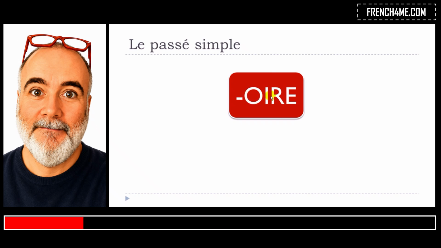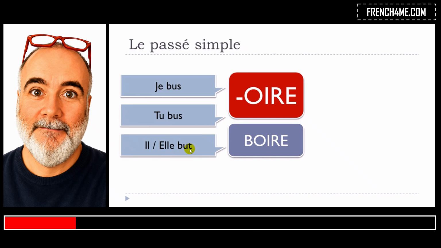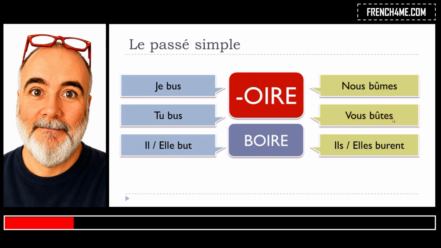And now the verbs ending with OIRE, and remember I said that we were not talking about all the verbs, but most of them, and for this example I've been taking boire. Boire is to drink. Je bus, tu bus, il but, elle but, nous bûmes, vous bûtes, ils burent, elles burent.